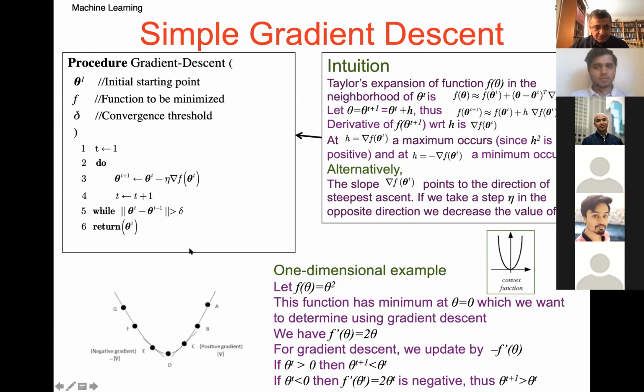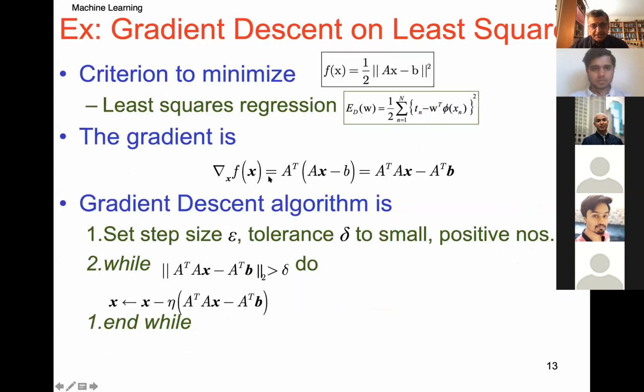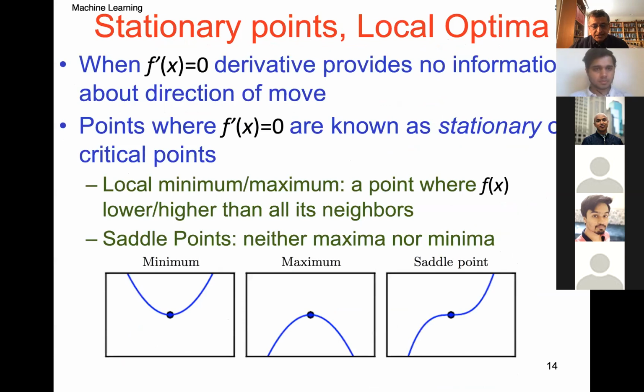We go from A to B. This is the simple gradient descent procedure: theta t plus 1 gets theta t minus eta times the gradient, and while the change is greater than or equal to delta, you continue, otherwise you return. So as long as there's a very small change going on, then you stop. This is what's going on in simple gradient descent, and this shows you how it works with gradient descent with least squares.